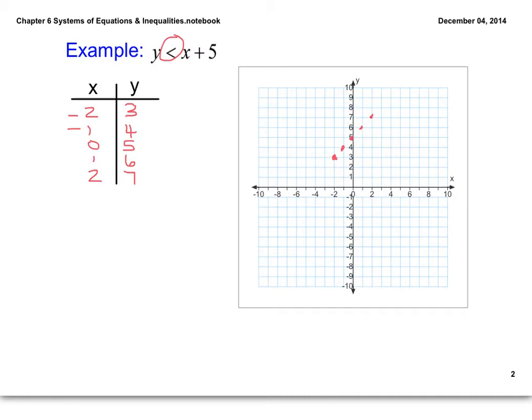Once your 5 points are plotted, now we have to decide, is this going to be a solid line or a dashed line? Since it's a less than sign, we're going to make a dashed line. Okay, you can still use a ruler to do this, or any straight edge. Don't forget arrows. And we're going to label it y is less than x plus 5.